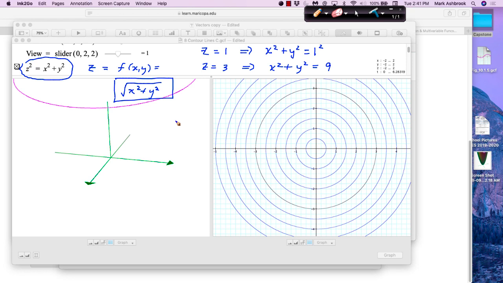What I'm showing you is a fourth type of representation of a multivariable function. This particular one. So here's the formula. We can make a table of values. What was the last one? Formula, table of values. Oh, the surface.